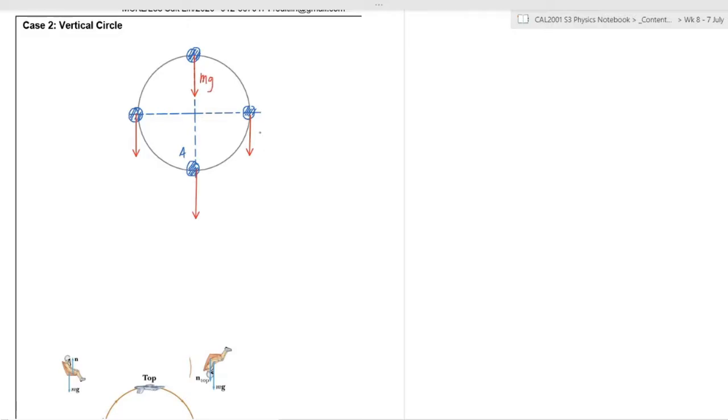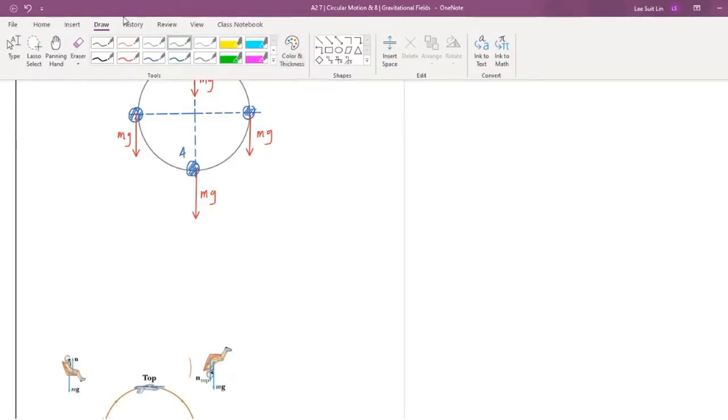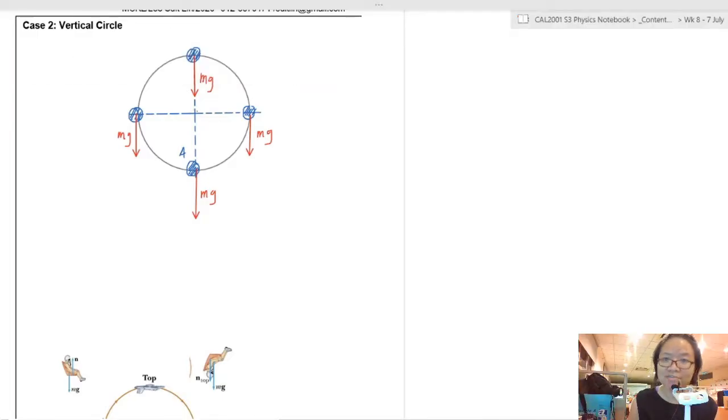Now that I look at this diagram, it looks strangely like a wind chime. Never mind. As you are probably used to me by now, I'm very off tangent.